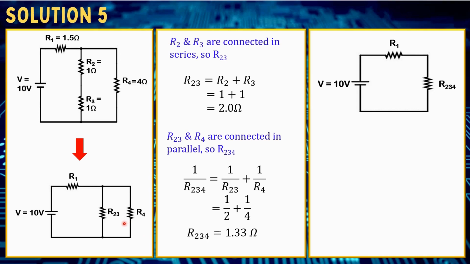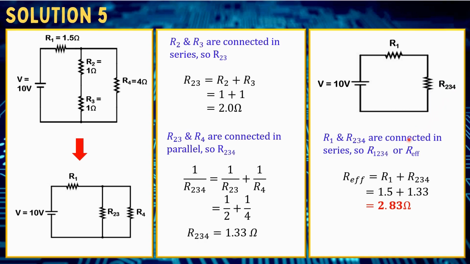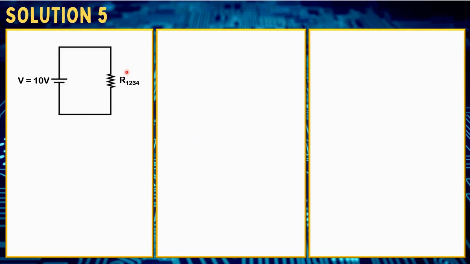Now we can combine the R234 and R1. So from this circuit, we can see that R1 and R234 are connected in series. Because of that, we can calculate the effective resistance, or R1234, which is equal to R1 plus R234, equal to 2.83 ohms. Now, this is our final circuit.